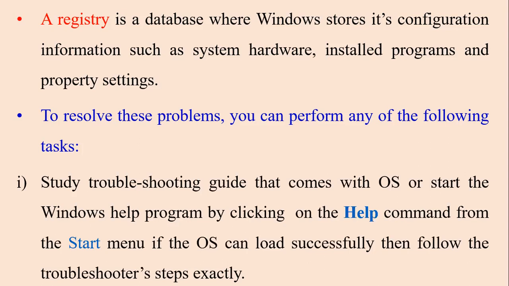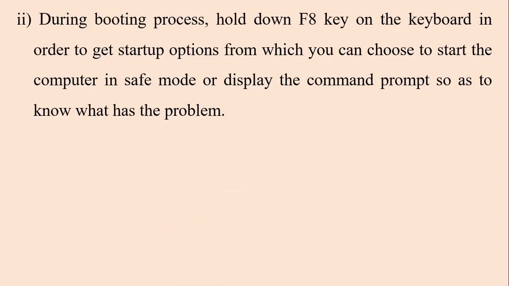Number one, it is important that you study the troubleshooting guide that comes with your operating system, or start the Windows Help program if your computer's Windows operating system is functional. You start the Windows Help program by clicking on the Help command from the Start menu, if the OS can load successfully, and then you follow the troubleshooter's steps as they are. Number two, during the booting process, you can hold down the F8 key on the keyboard in order to get startup options from which you can choose to start the computer in safe mode or display the command prompt so as to know what has the problem.